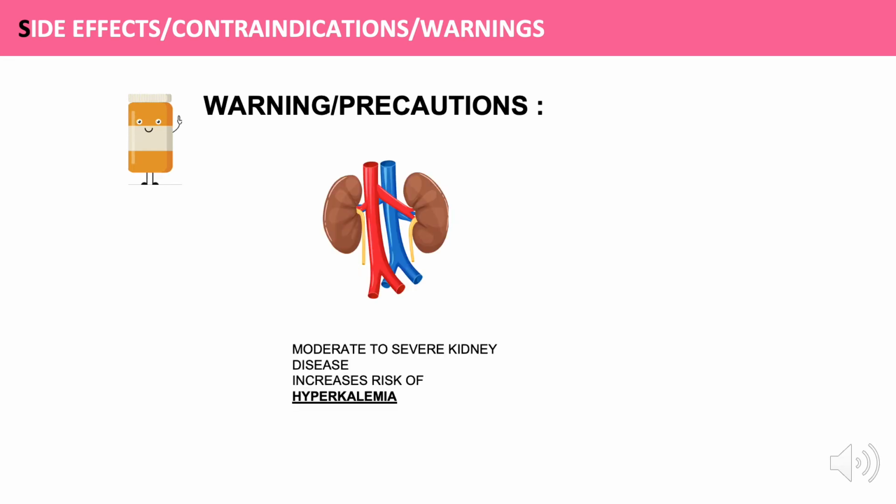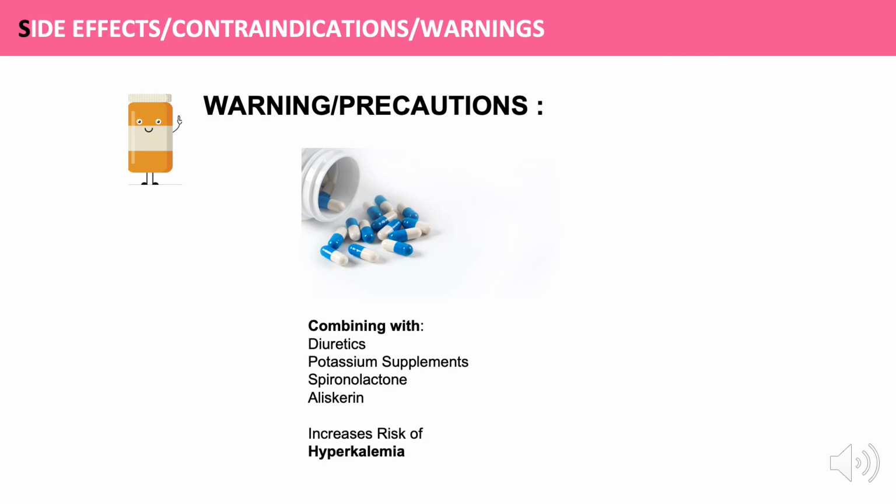So warnings and precautions are very similar to contraindications. We need to be cautious because of the hyperkalemia. We need to be careful when we're combining other medications. So for example, with a diuretic such as furosemide, a lot of times the patient will also be taking a potassium supplement because furosemide decreases potassium. So we're trying to put the potassium back by giving them a supplement. Well, we need to be very careful if the patient is also taking an ACE inhibitor because remember, ACE inhibitors can cause hyperkalemia, or can increase potassium levels.